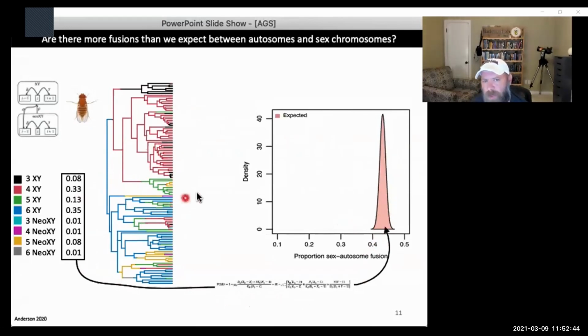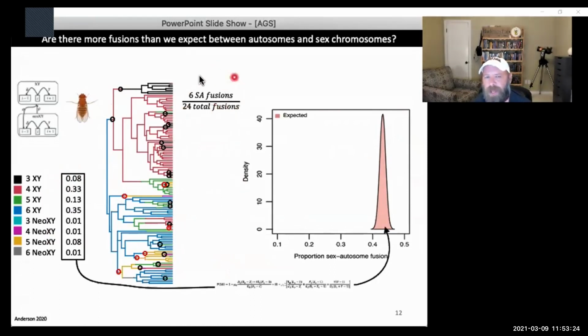We then go back to this reconstruction, and we can actually count how many sex chromosome autosome fusions have occurred, how many autosome fusions have occurred. And so here in red, I'm showing you the sex chromosome autosome fusions. So here we have a transition from blue to yellow. And so we're going from 6 XY to 5 neo-XY. So this is one of these sex chromosome autosome fusions. We can also count all of the autosome fusions. That's these black circles. And so here we have one going from blue to red. So actually, let's say red to black. And so that's going from 4 to 3 with no change in the sex chromosome system.